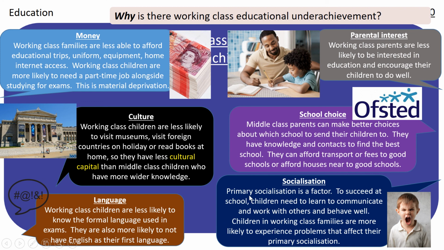And lastly, think about primary socialisation, the way children are brought up. Many working class parents are absolutely fantastic parents, but those families are more likely to experience problems that affect the children's primary socialisation. They're more likely, as we'll see in a later topic, to be victims of crime. They're more likely to have to work two jobs, and so they don't have the time to look after their children and bring them up as well as they'd like. So all those things can be relevant.